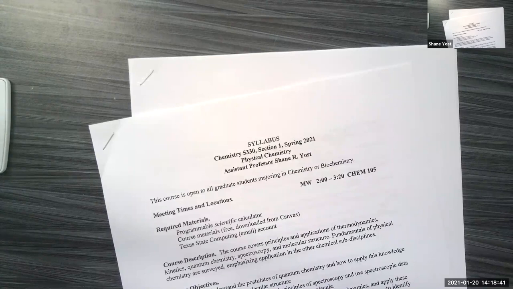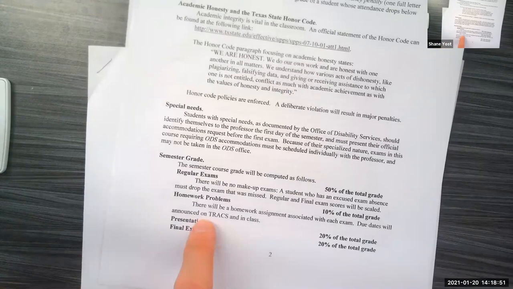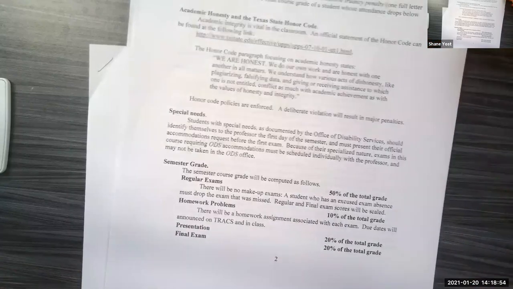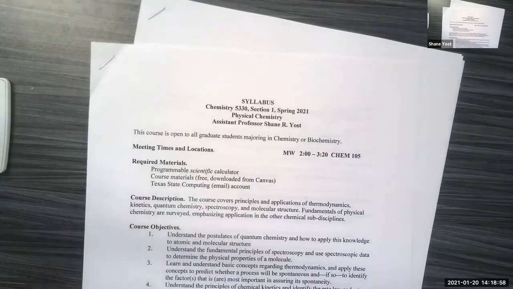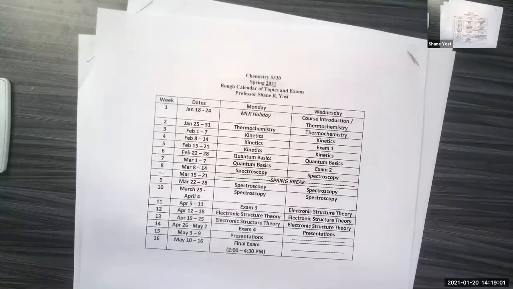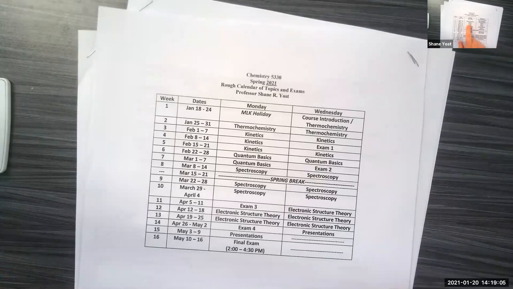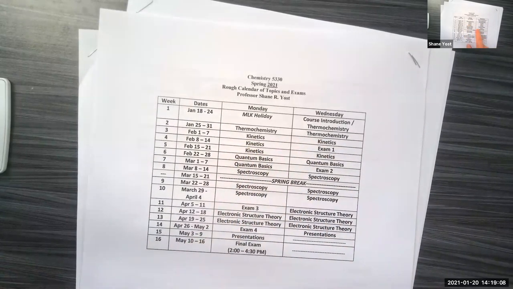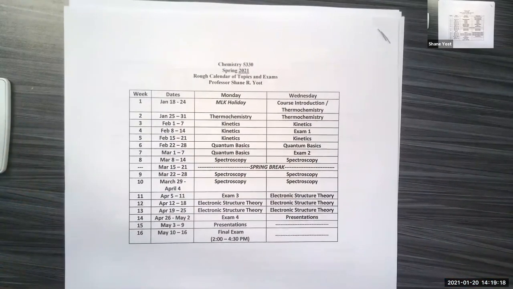What happened to that? Yeah, okay, no, that's what I thought. So in the homework problems, there will be a homework assigned associated with each exam. So there should be one homework per exam. And typically, the due date will be the Monday before that exam, typically the class period before the exam, when those homeworks will be due. And so there will be four homework assignments for the semester as well. All right, so questions?